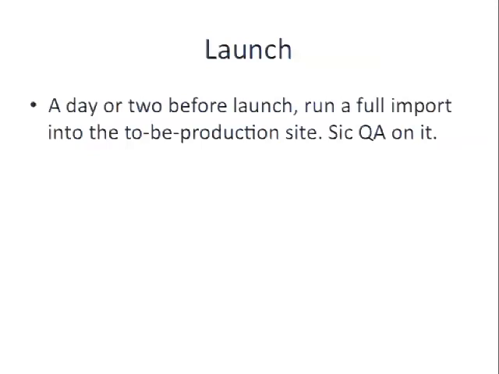So after all of that, we're ready for the launch. And typically, what you want to do is you get your eventual production site established, get your code deployed there. And usually, if you have a large volume of data, if you have a million nodes or something like that, you want to do an initial migration of that data a day or two before your launch, get it in there. You don't want to be waiting 8 hours for your migration to run on launch day.